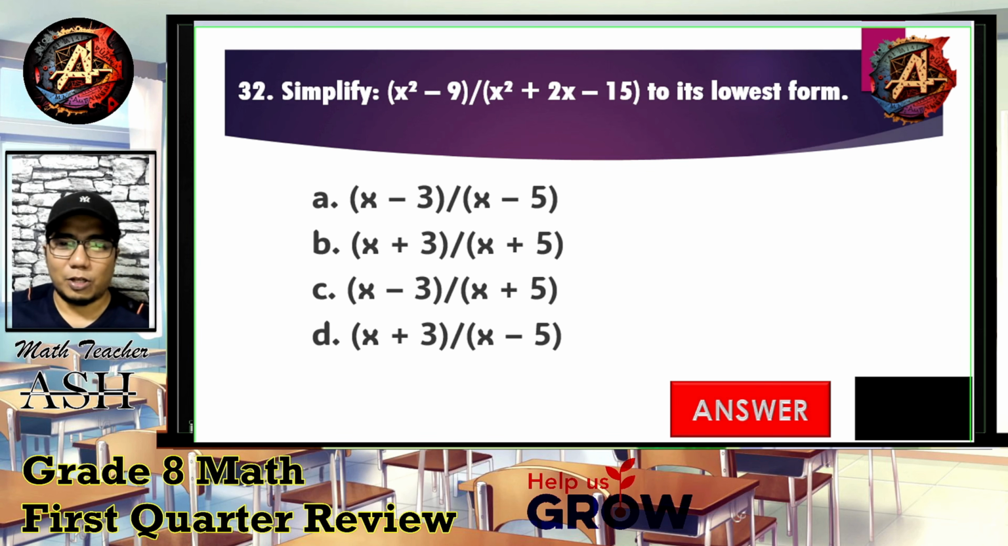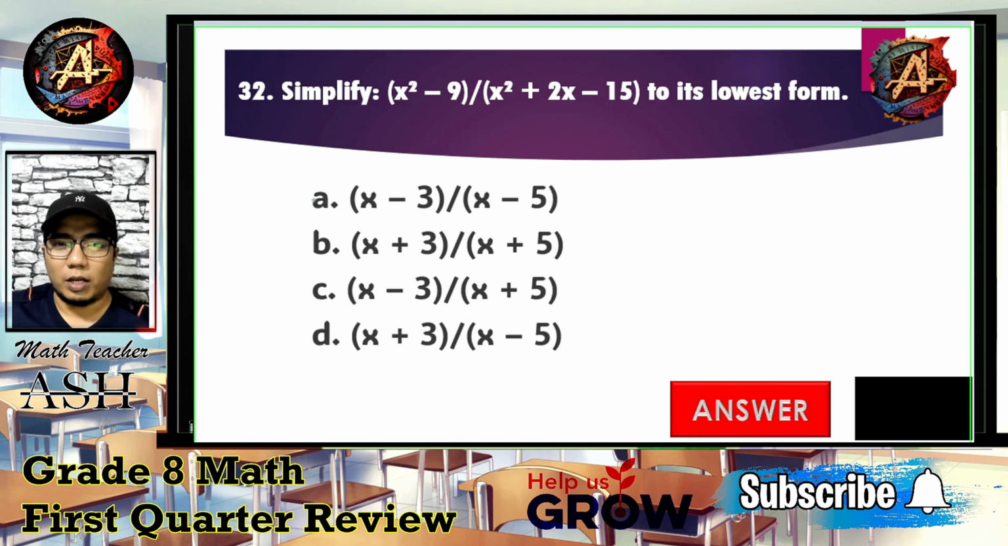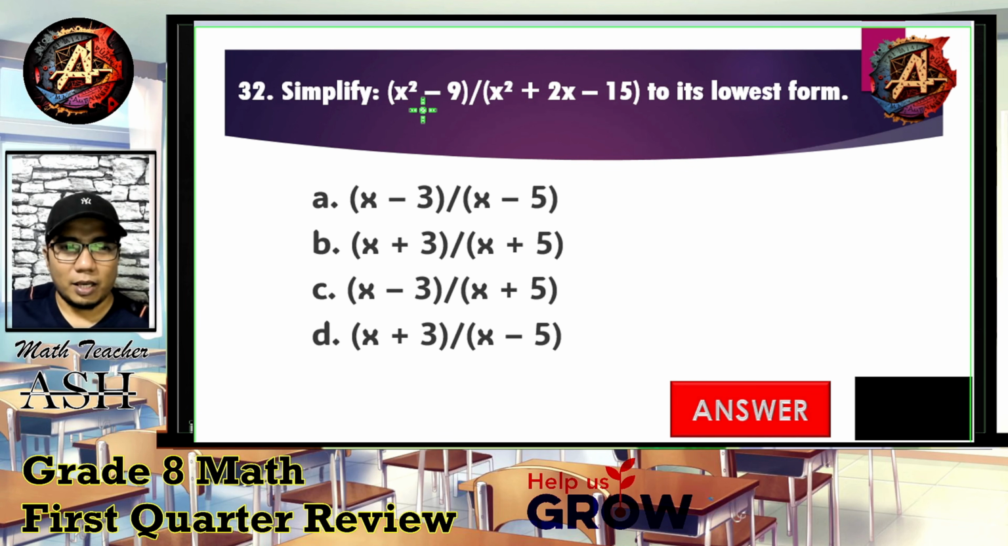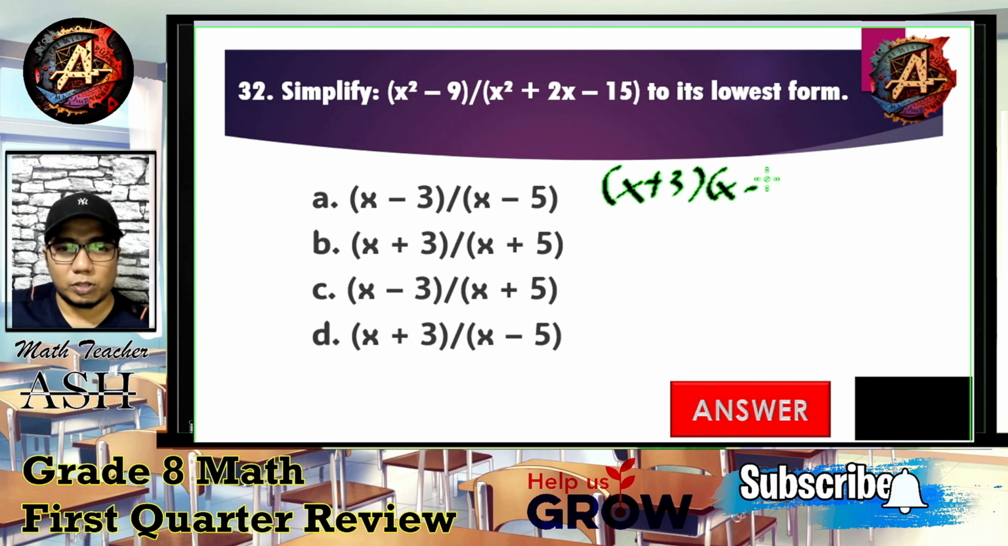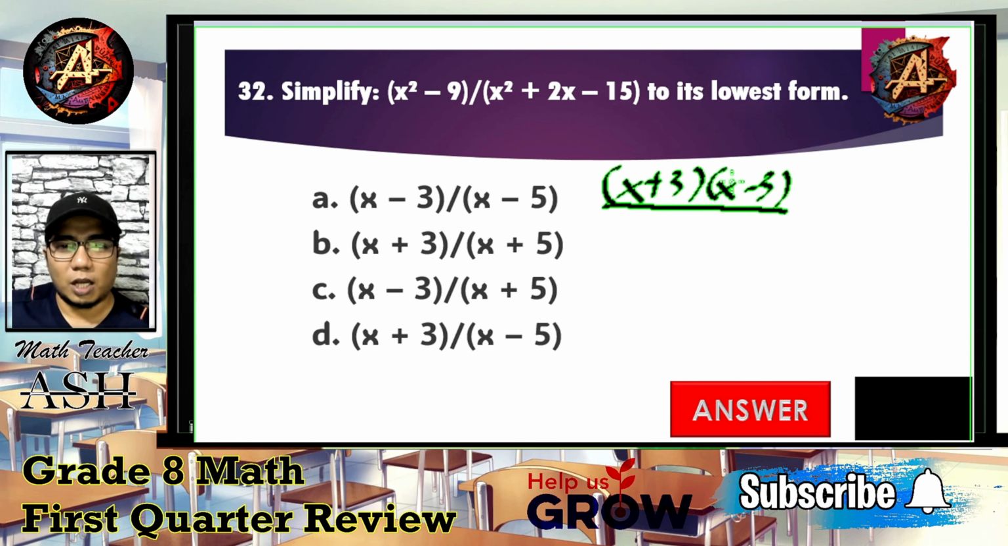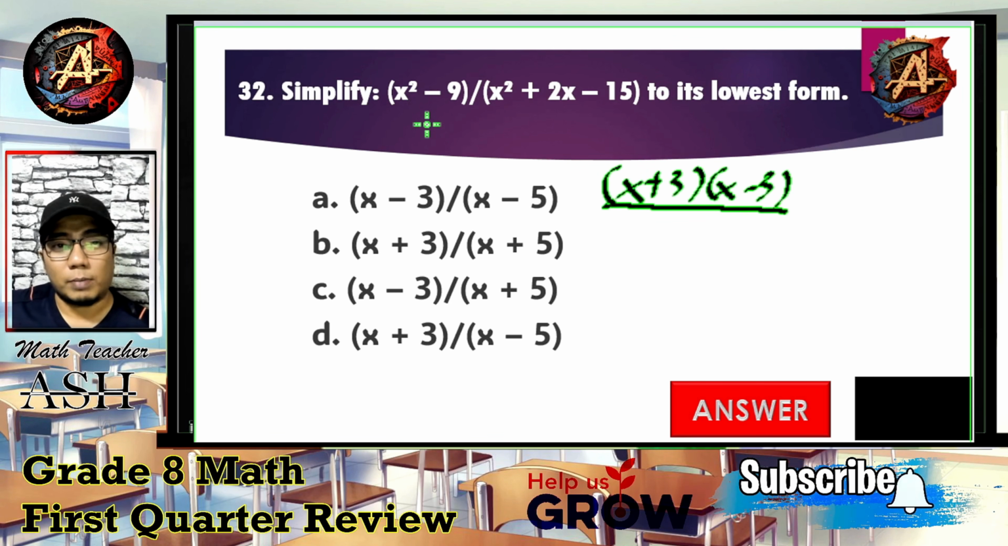Okay, my dear math learners, I will show you how to solve this one. Now, in simplifying expressions like this, we have here a difference of 2 squares, x squared minus 9. If we factor that one, that would give us x plus 3 times x minus 3. If you multiply these with each other, the final answer would be x squared minus 9.